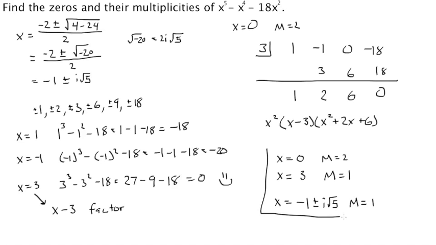So a good quick check: add up the multiplicities and make sure it equals the degree of the polynomial. So 2 plus 1 plus 1 plus 1. Again, I add this twice because these are two zeros here. So 2 plus 1 plus 1 plus 1 is in fact 5.